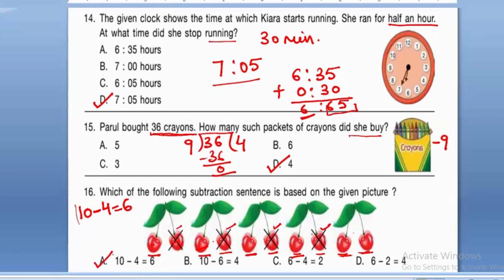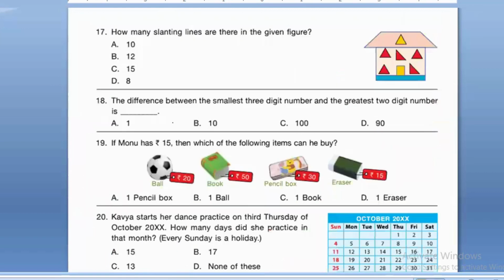Now let's move to the next question. The next question is, how many slanting lines are there in the given figure? So we need to count the slanting lines. How many slanting lines are here? You can see 1, 2, 3, 4, 5, 6, 7, 8, 9, 10, 11, 12. So a total of 12 slanting lines are here, which is option B. So that's why option B is the correct one.